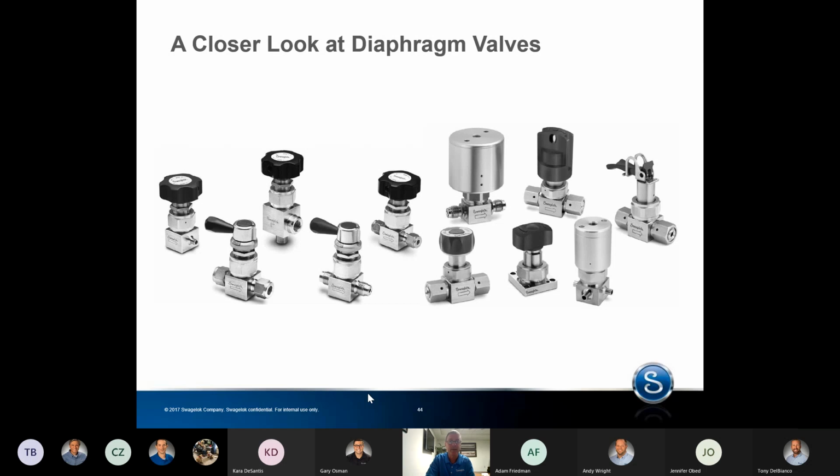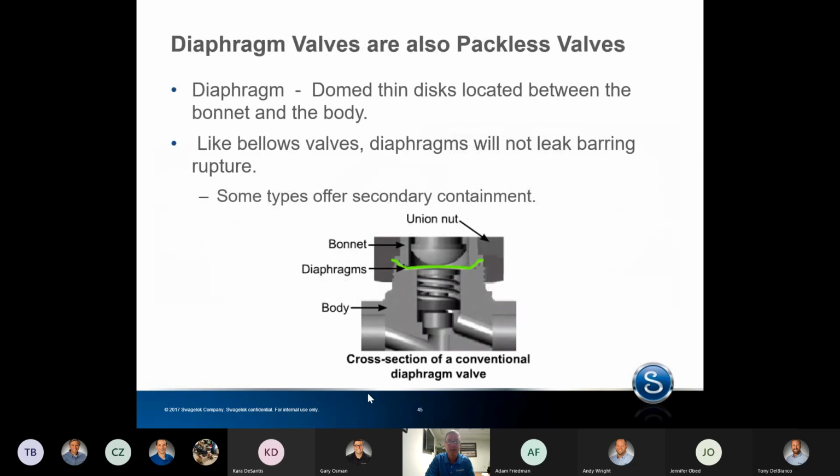Now we'll look at diaphragm valves. Diaphragm valves, like bellows valves, are also packless valves. The diaphragm is located between the bonnet and the body. Like the bellows valve, it will not leak to atmosphere unless the diaphragm ruptures. Some diaphragm valves also come with secondary containment.